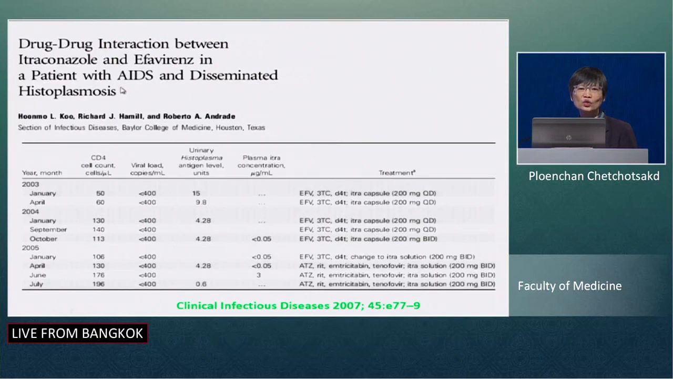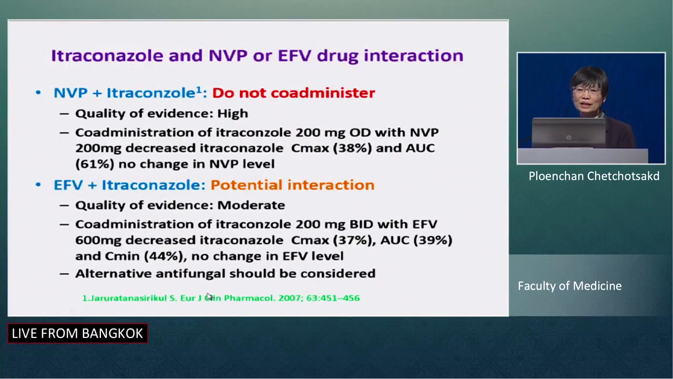And there is also a case report of itraconazole and efavirenz in a patient with histoplasmosis. They followed the urine histoplasma antigen level. You can see here the urine antigen is persistent, even though the virus is suppressed. But when they changed efavirenz to atazanavir, the urine antigen went down to 0.6. So there is some case report evidence.